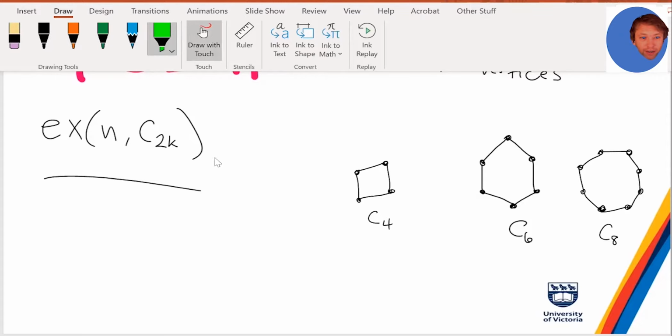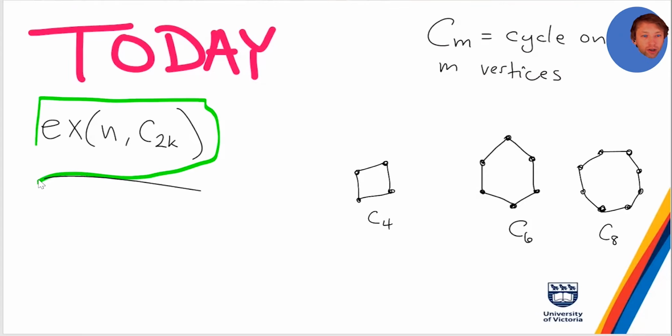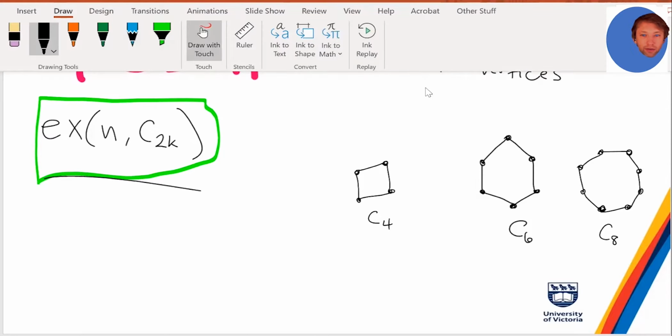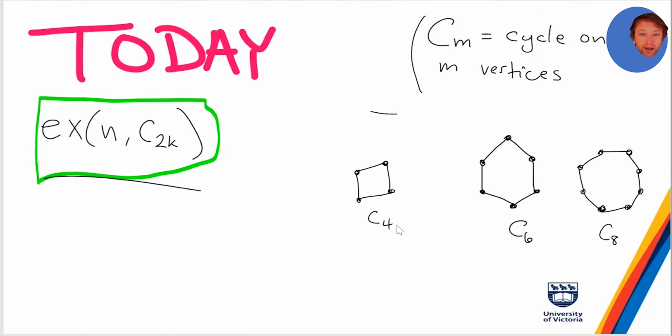Today we're going to look at a different class of bipartite graphs, which is the even cycles. So C_m is a cycle on m vertices. C4 is just like this: take 4 vertices, put them in a cycle, and so on. We want to understand the growth rate, at least, of the extremal number of cycles.